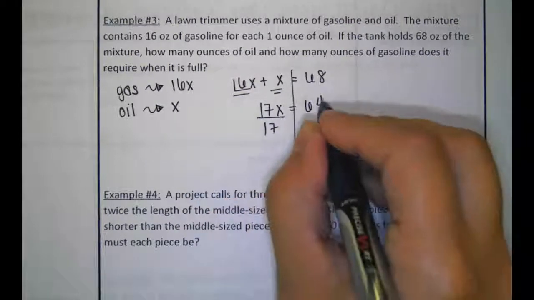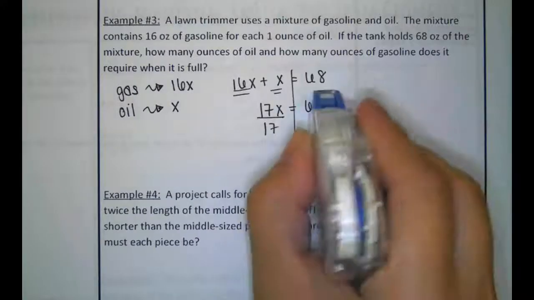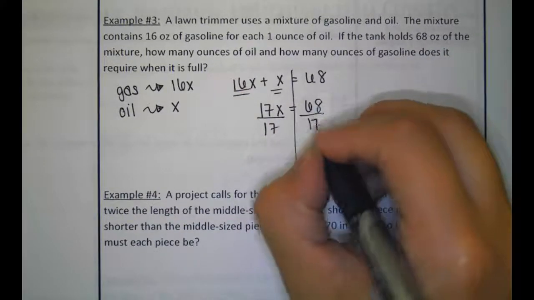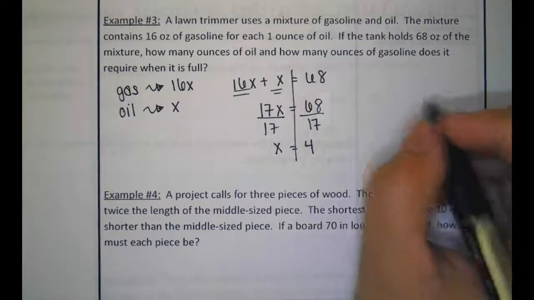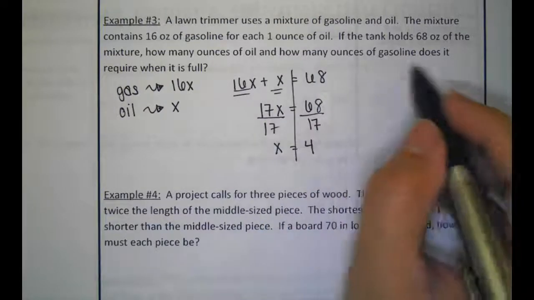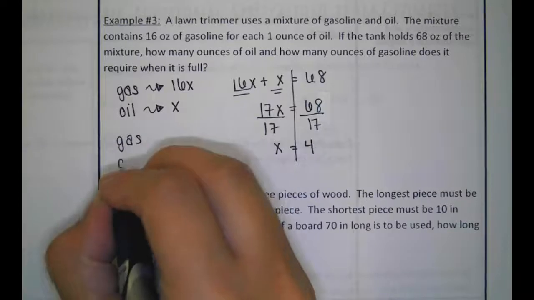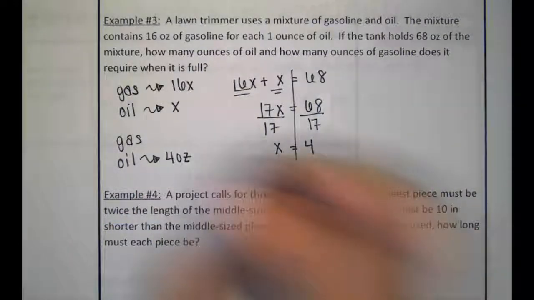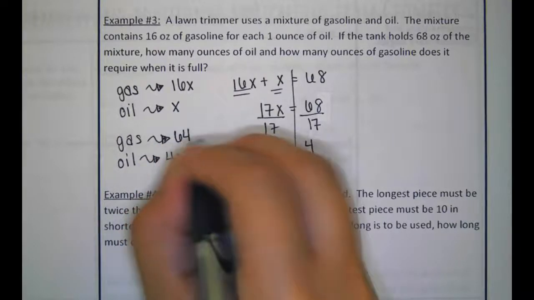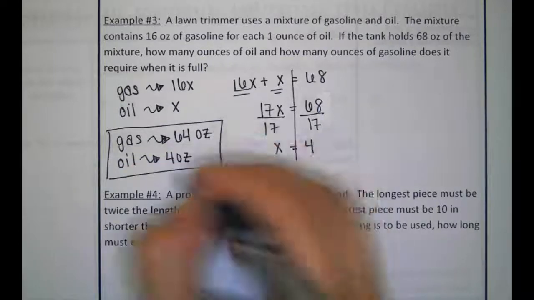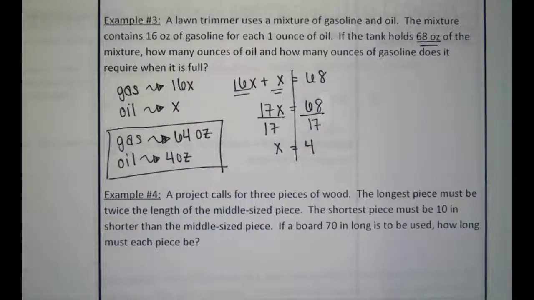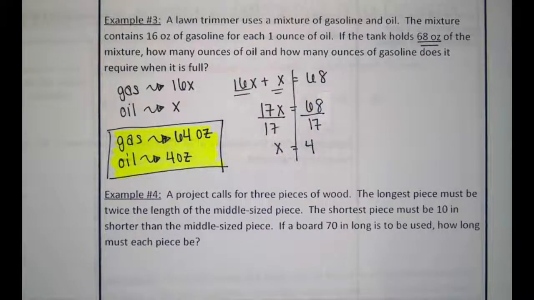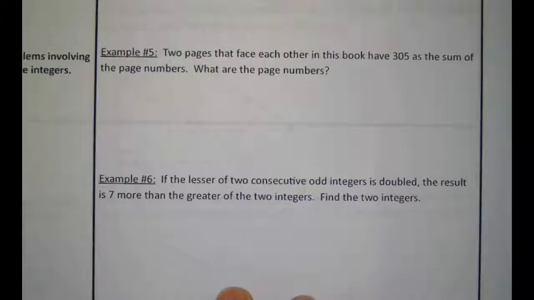Divide both sides by 17. Oh, sorry, this is a 17. So x equals 4. How many ounces of oil and how many ounces of gasoline? We know that oil is x and x is 4, so oil would be 4 ounces. Gas would be 16 times that. 16 times 4 is 64. Just to check, together they should add up to 68. 64 plus 4 is in fact 68. So we're good. I'm going to let you guys try example 4 in class. Let's go on to example number 5.